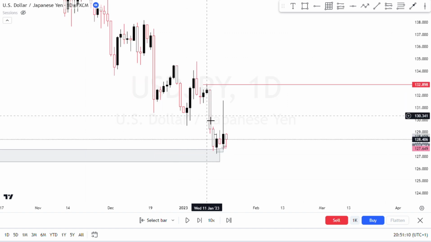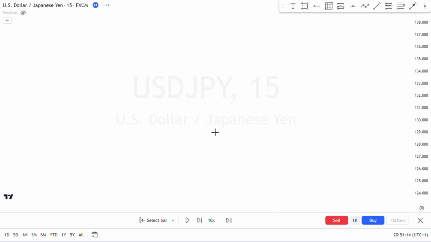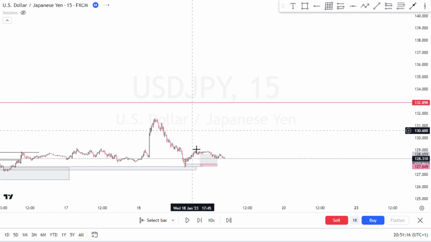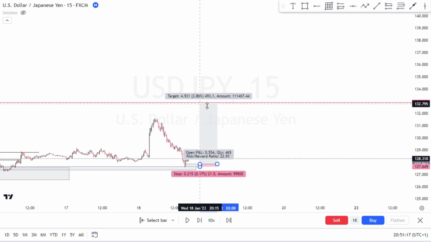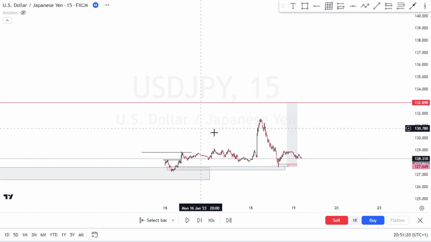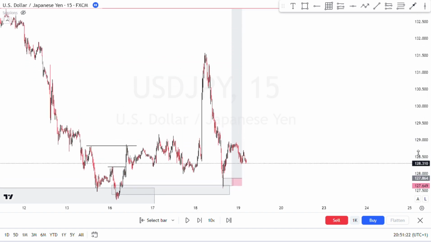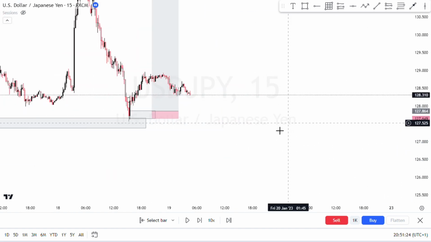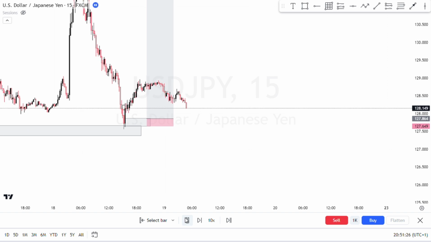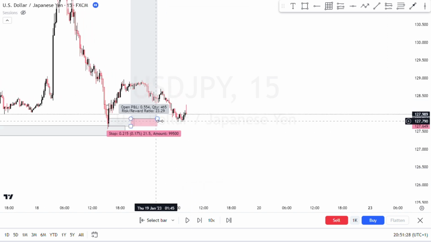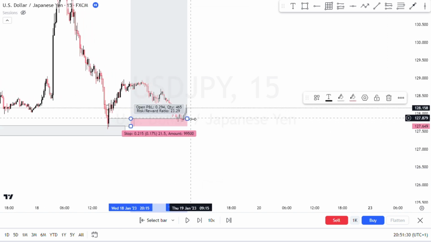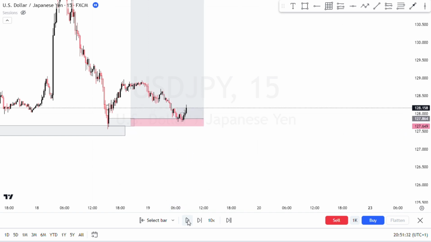So let's go down to the 15 minutes time frame, and then let's move our take profit here. At the end of the day, you can see price eventually tapped into our entry. Let me play it out. You can see that price tapped into our entry in this area, in this place, and then price started going on a bullish trend.